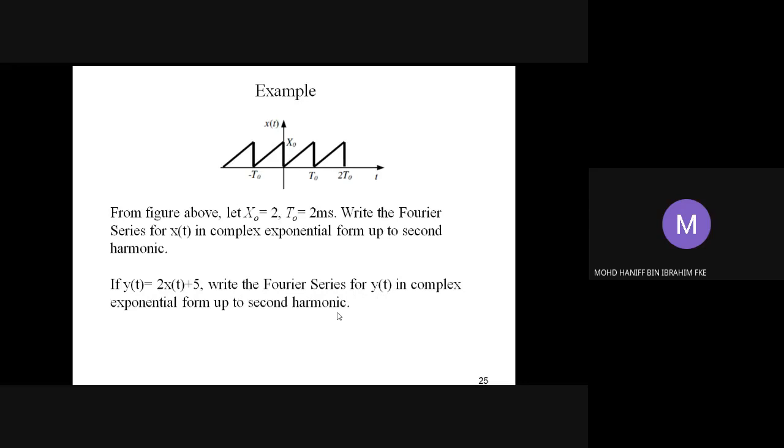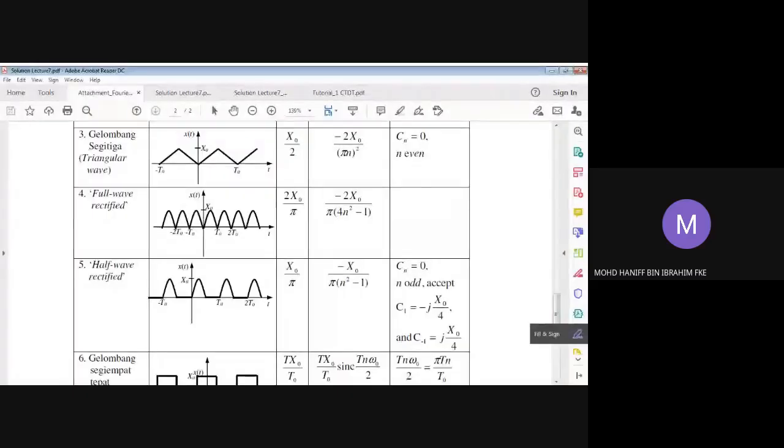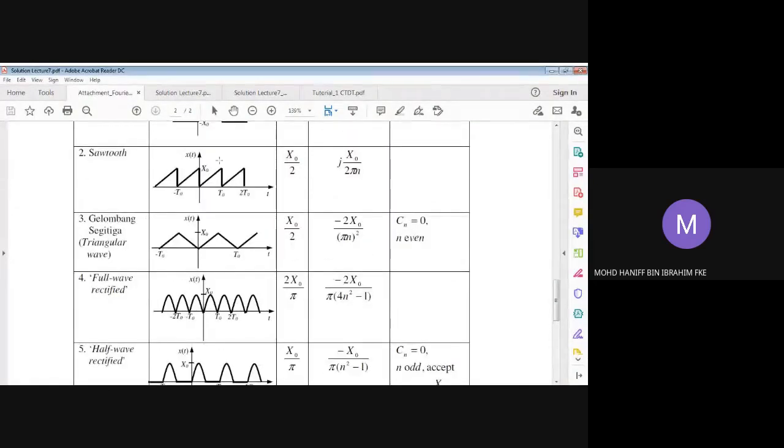So first of all, you need to obtain the Fourier series for xt, the Fourier series in complex exponential form. For this, you have to refer to the table. So let's refer to the table. I'm now going back to the table. Okay, let's have a look at this table, which has the sawtooth function here, signal number 2.